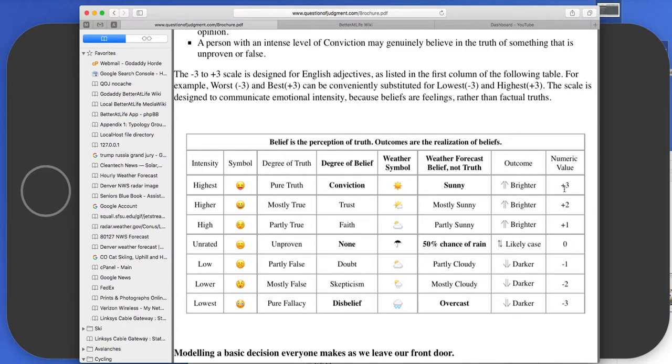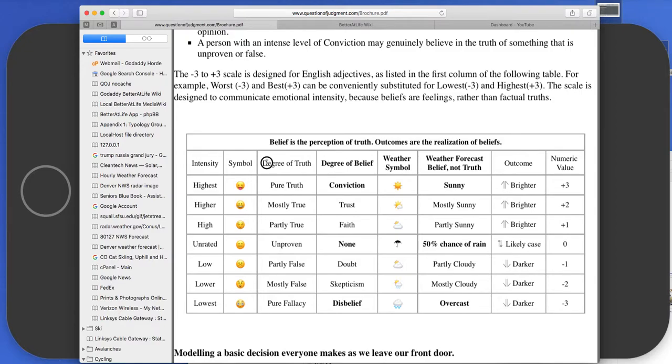So we have this scale and we associate it with words that describe intensity. In this case, it's from highest to lowest, but it could be best to worst. It could be coldest to hottest. It could be from prettiest to ugliest. Whatever you want to substitute, you can. And you can substitute any symbols for this +3 to -3 scale.